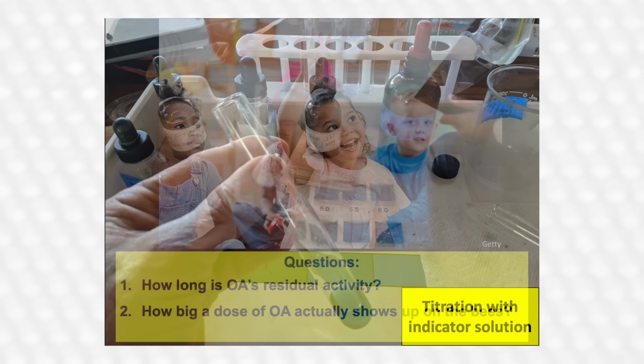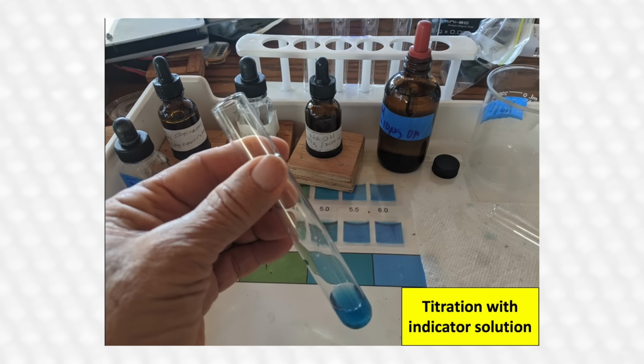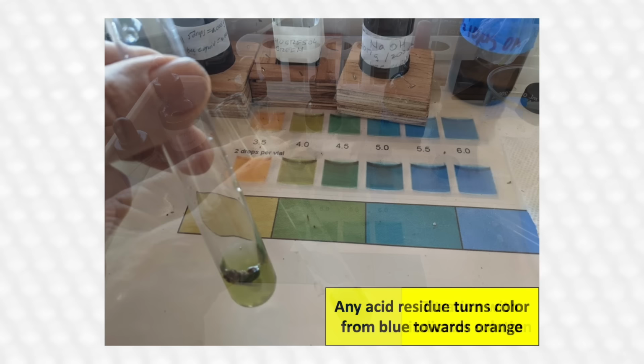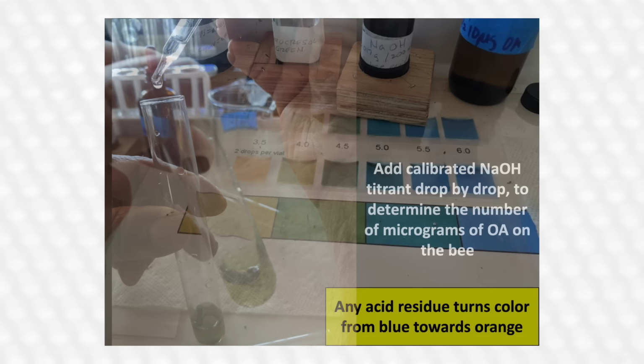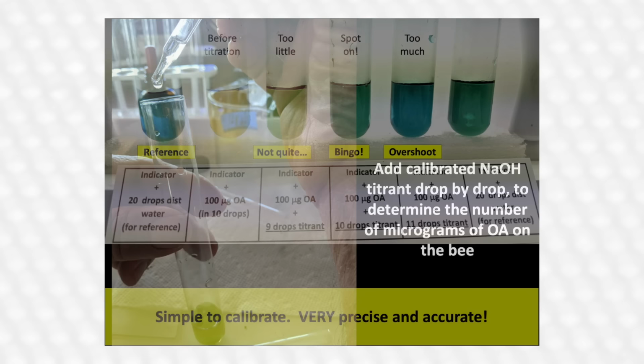So what I use is a titration method. I haven't published this yet, but I've fine-tuned it now. You start with a test tube with an indicator solution at that color. If you drop a bee in, if there's any acid on the bee's body, it turns it towards orange, and then you put drop by drop of titrant back in until it comes back to the original color. And it's very easy. If you overshoot, it gets too blue.